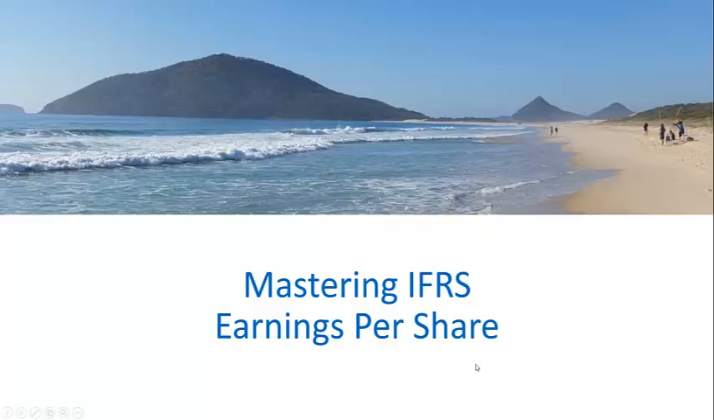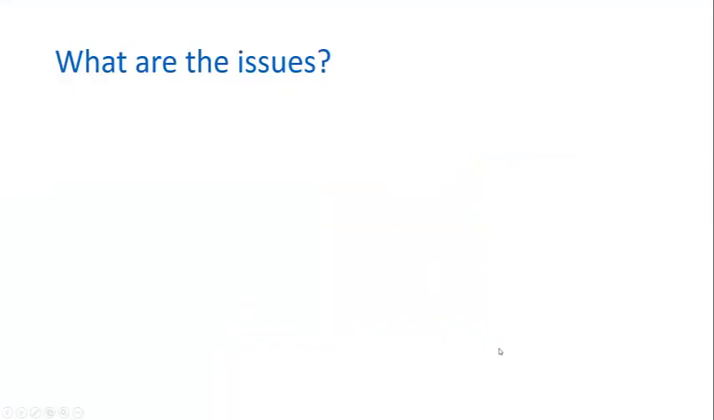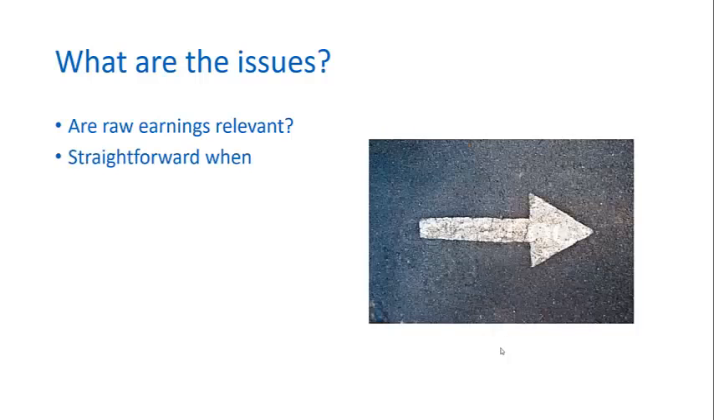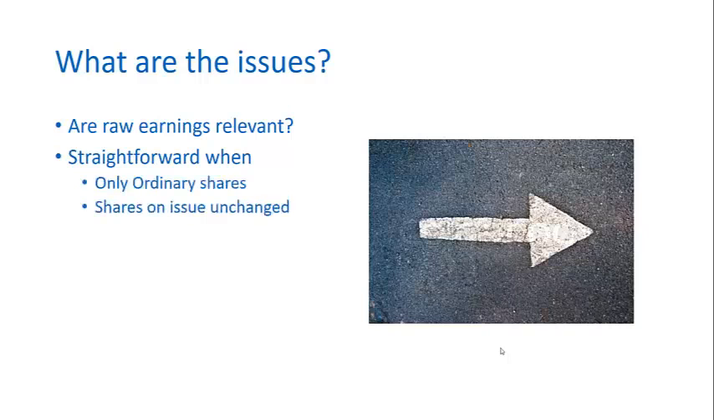When we talk about performance, the measure that we typically refer to is earnings. However, there are going to be some circumstances where raw earnings is not seen as being particularly relevant. For example, if you have a shareholder, they're probably going to be more concerned with earnings per share. And calculating an earnings per share number is going to be relatively straightforward when there are only ordinary shares on issue and where the number of shares on issue is unchanged or unchanging.